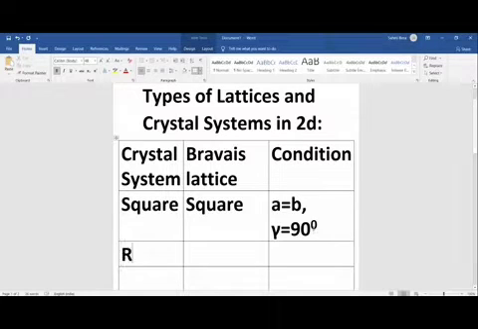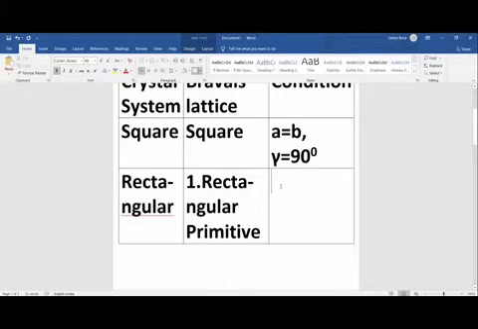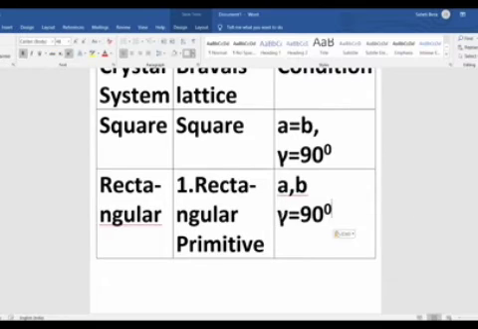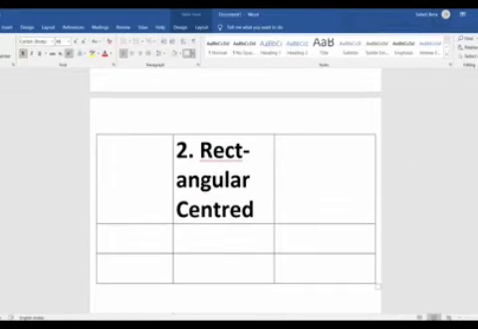Next is the rectangular crystal system. In the rectangular crystal system, there can be two types of Bravais lattice. The first one is rectangular primitive and the second one is rectangular centered. What will be the difference from the square one? As in a rectangle, the sides are not equal like a square, so here a and b are not equal. Gamma is obviously the same, equal to 90 degrees.